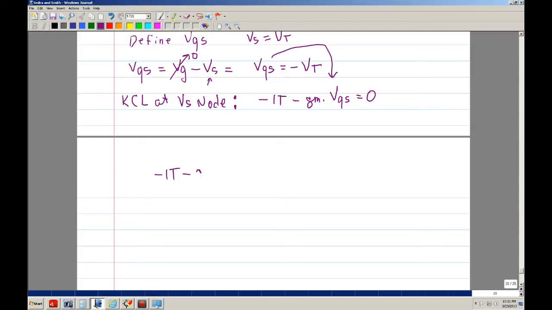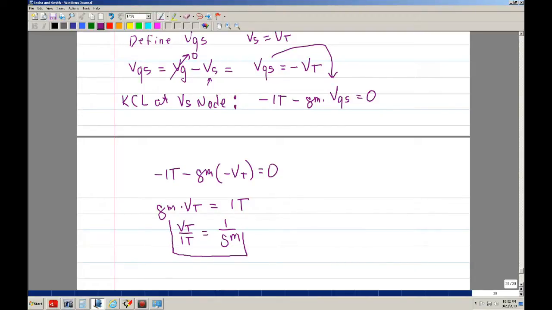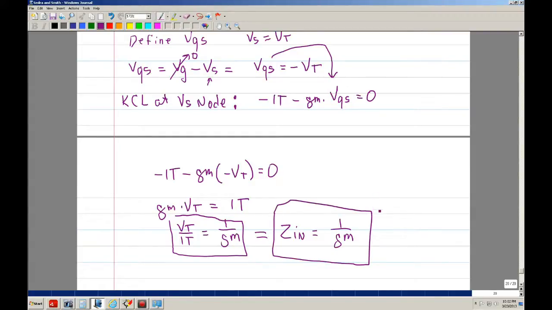It minus Gm minus Vt equals 0. Okay, now since this is a negative, that's a positive, so this becomes GM VT equals, bring that to the other side, IT. So now when we do a, okay, well this is actually the Zn, is the impedance. That's the impedance looking into the source.